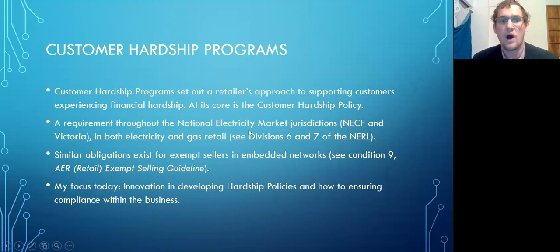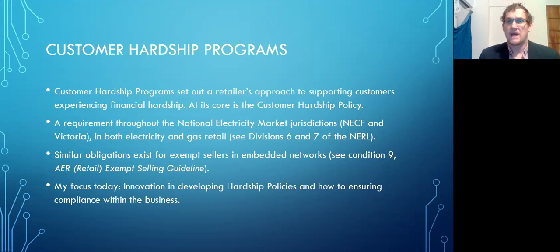So it's a requirement to have a customer hardship program right throughout the national electricity market jurisdictions. So that's all the states I mentioned before in Victoria, and in both electricity and gas retail. So my focus today is mainly going to be on electricity retail because that's where most of our experience has been to date. It's mainly a requirement through the National Energy Retail Law in those NECF states, and in Victoria it's a requirement in both the Energy Retail Code and their Electricity Industry Act.